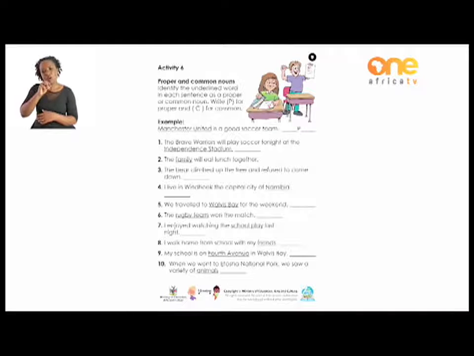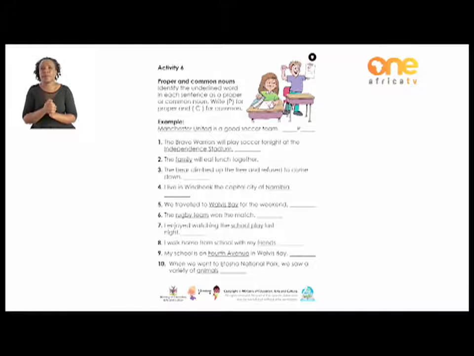An example. Manchester United is a good soccer team. The underlined word is Manchester United. You see the way it is written: capital letter M and capital letter U to show that it's a specific name of a club or a soccer team. So in the space provided, there is a P to show that it's a proper noun.